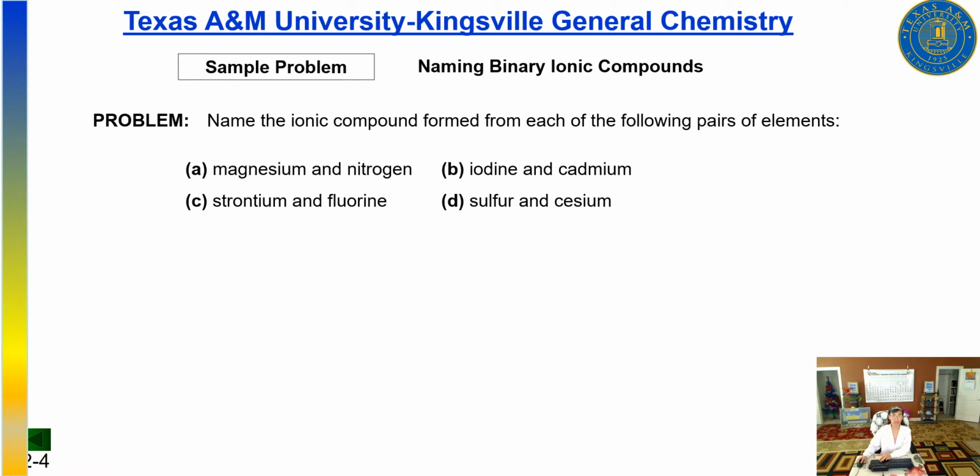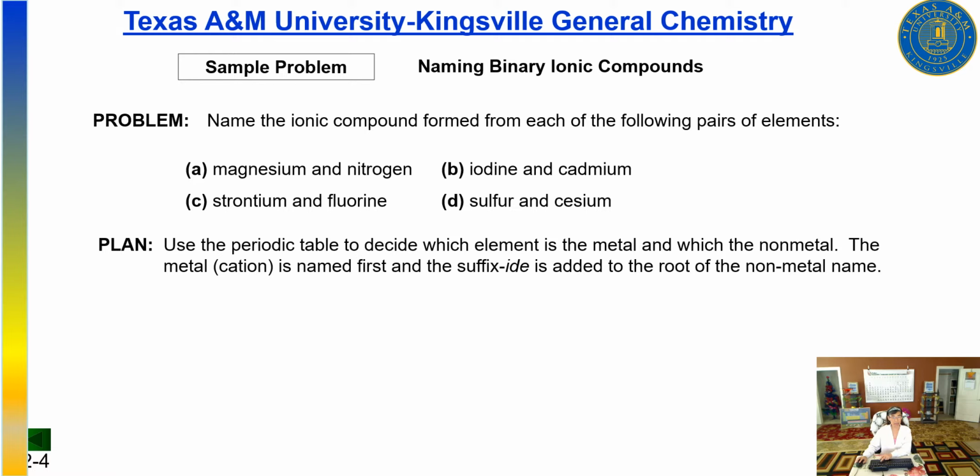Sample problems about naming binary ionic compounds. Again, we are going to follow the IUPAC convention for all the nomenclature. The problem includes 4 different groups of substances. Name the ionic compound formed from each of the following pairs of elements. Pair A, magnesium and nitrogen. B, iodine and cadmium. C, strontium and fluorine. D, sulfur and cesium. Again, as we usually do, we must have a plan.